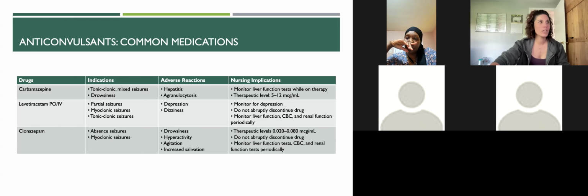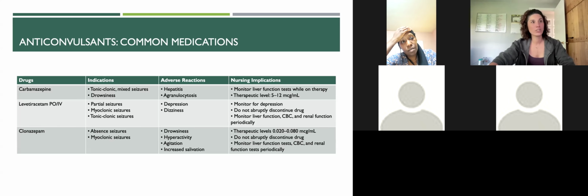And our last medication is clonazepam. It can cause drowsiness, also hyperactivity and agitation, and can make them salivate a lot more. Another one that we don't discontinue abruptly.